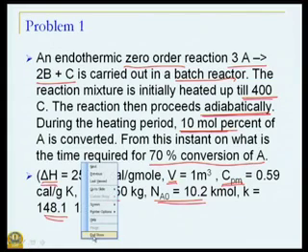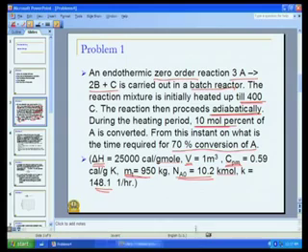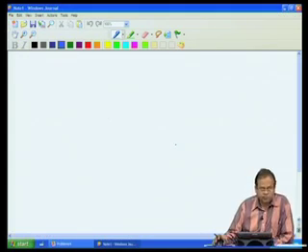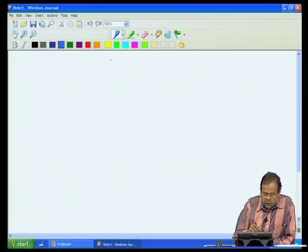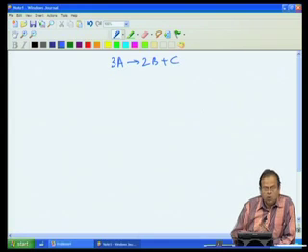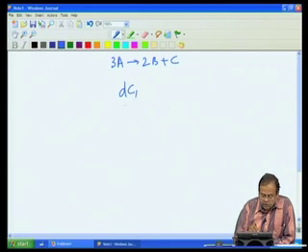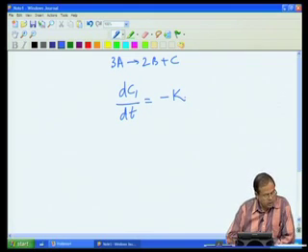So, let us try to work this problem out and look at how do we go about solving this. Our reaction is 3A going to 2B plus C, no change in number of moles. So, whether it is a gas phase reaction or liquid phase reaction, the volume can be assumed to be constant, and so with that assumption we can write the mass balance as dC1/dt equal to simply minus K, that is the rate of reaction.